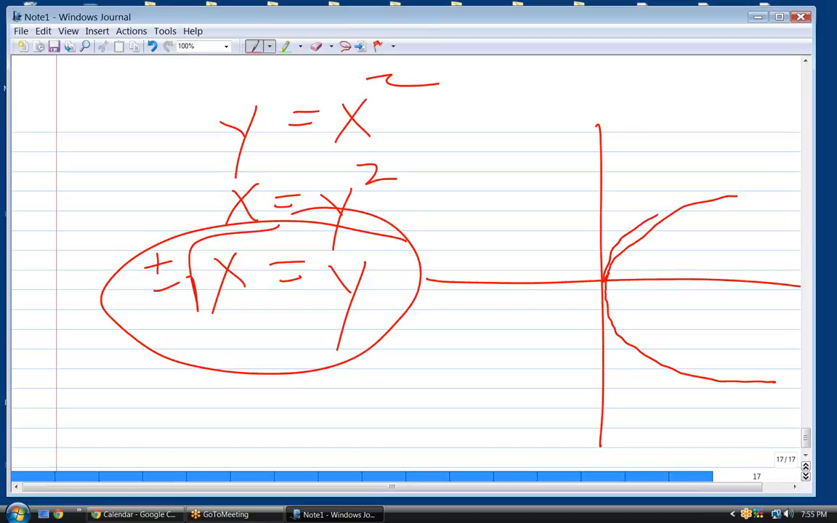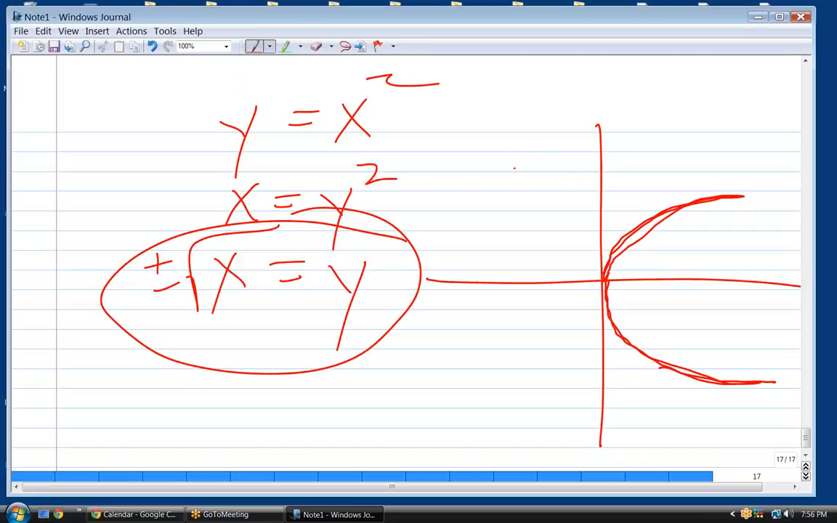This is the plus side of it. This is the minus side of it. Notice that it fails the vertical line test, because for a given value of x, there are 2 values of y. The one thing about finding inverses is a function has to be 1-to-1, which means it has to pass the horizontal line test.